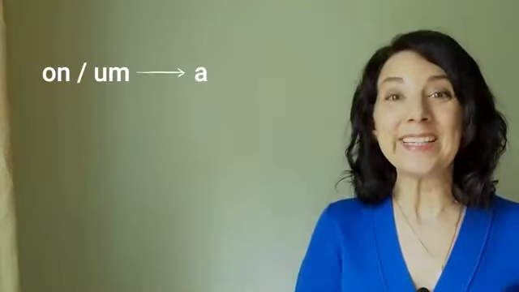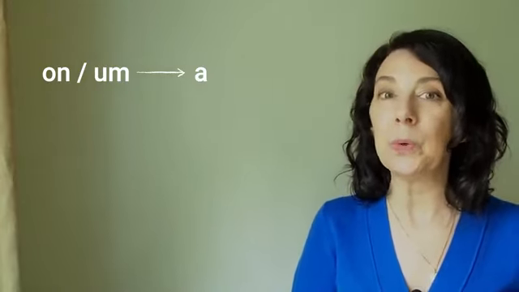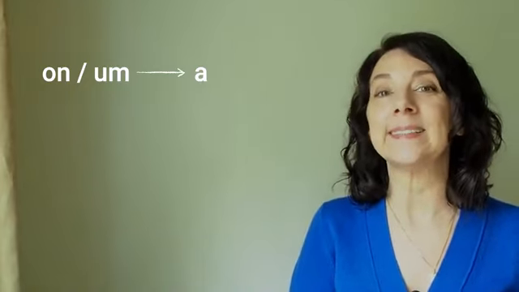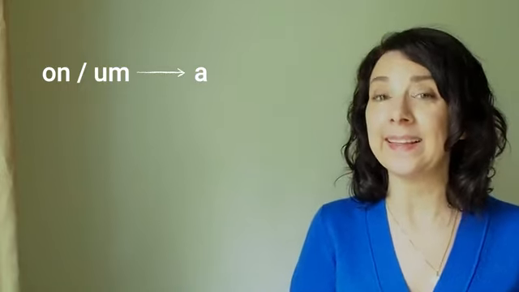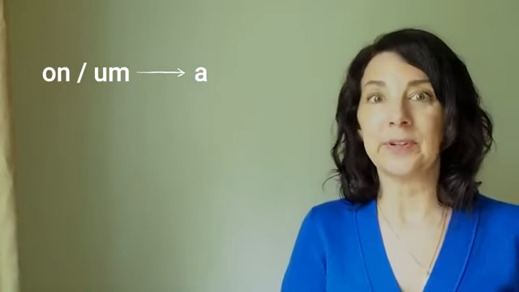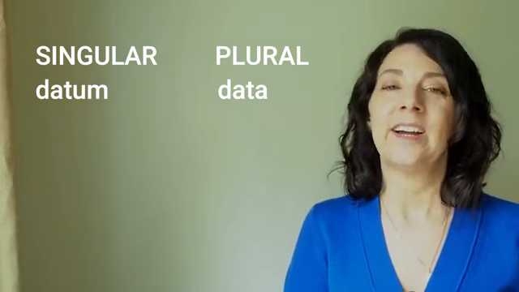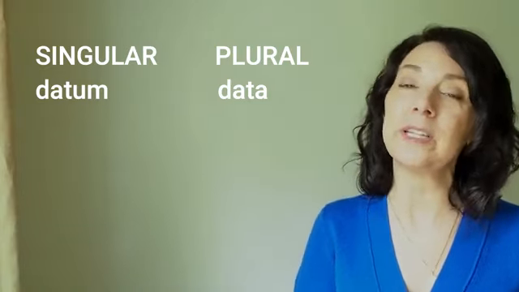Let's go to the second group. These are words that end in on or um, and the plural form is that you drop the on or um and you add an a. For example, datum, data. Okay, so this is another example of a noun that's usually used only in the plural form.